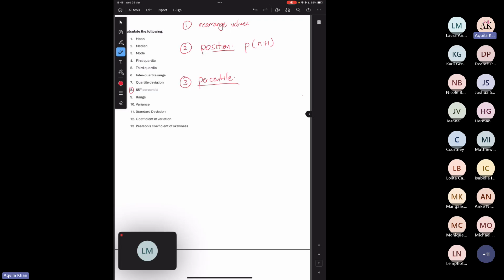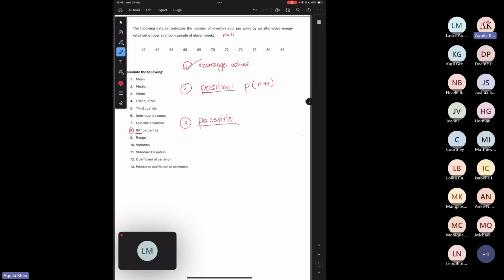So here, you can literally be asked to calculate any percentile from number 1 up until number 100. So you can be asked to calculate the 78th percentile, the 45th percentile, the 36th percentile, literally any number from 1 to 100. So in this question, we were asked to calculate the 65th percentile. So to calculate the 65th percentile, again, the values need to be rearranged.